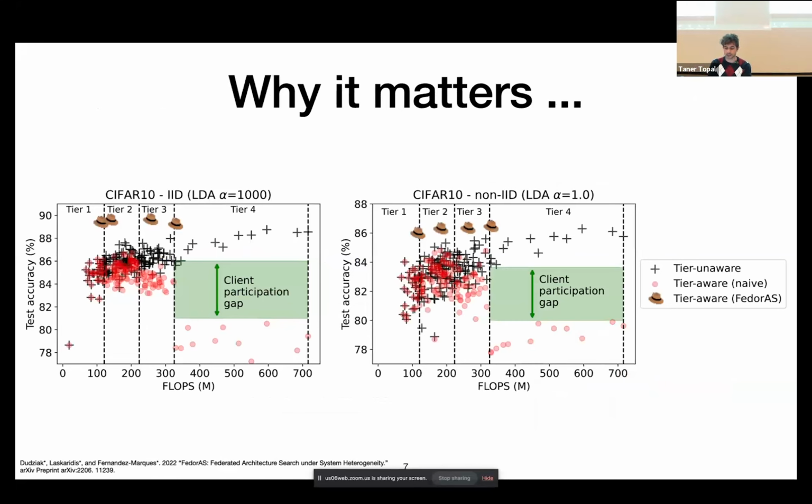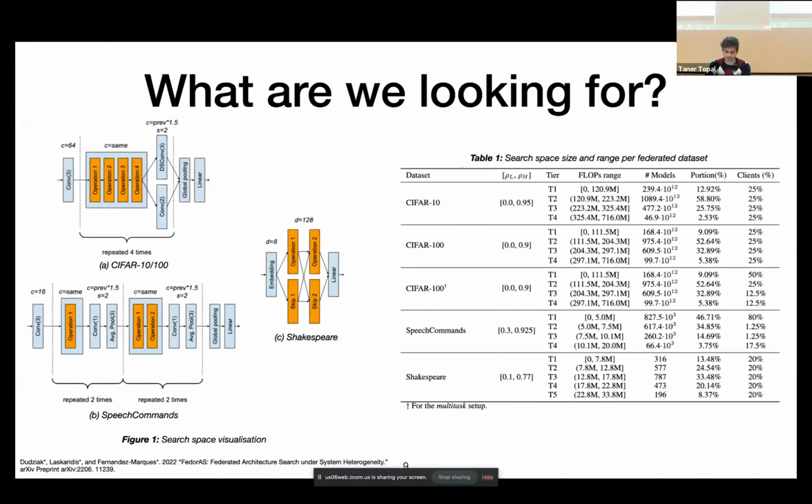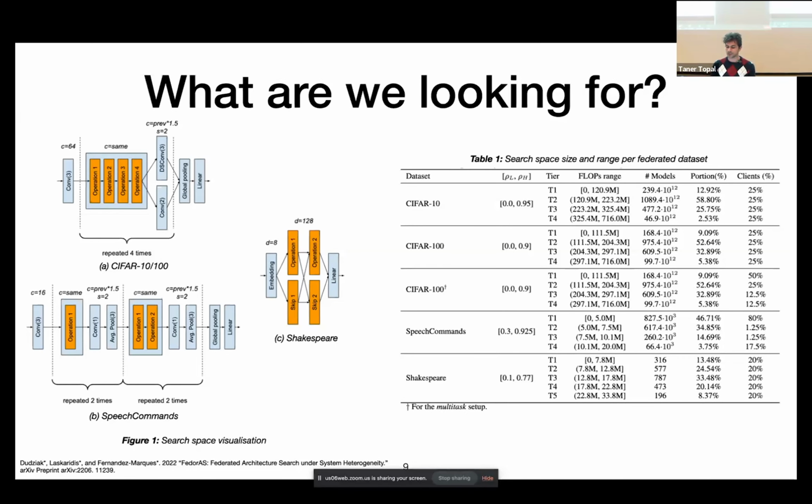So FedorAS is a work that I did with Samsung, and I did with Javier in the back and Lucas. And this is the search space, how it looks. We have effectively 4 different datasets, but 3 different spaces because CIFAR has the same search space. So you can see pretty much like what we're searching for in terms of layers, in terms of operations. And you can see on the right side how the size ranges, if you measure it by the FLOPs range, as well as the number of different models that we are searching for.